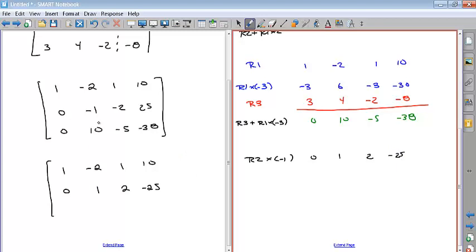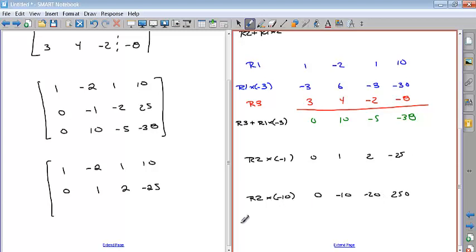And then I'm going to use this row to get rid of this term, to make it go to 0. So I'm going to take my new row 2 and multiply by negative 10. So here's my new row. I get 0, 1 times negative 10 is negative 10, 2 times negative 10 is negative 20, negative 25 times negative 10 is positive 250.